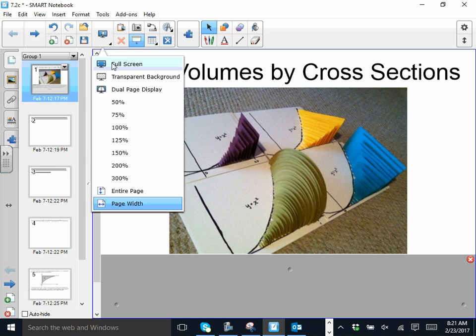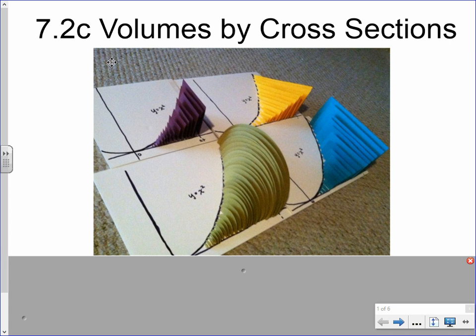Okay, so today we're going to talk about volumes by slicing. What we are going to be given is a region, a two-dimensional region, and they're going to tell you that the region is the base for some sort of shape, okay? And that shape is going to create a three-dimensional object.